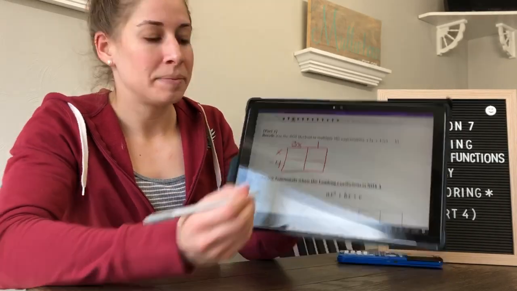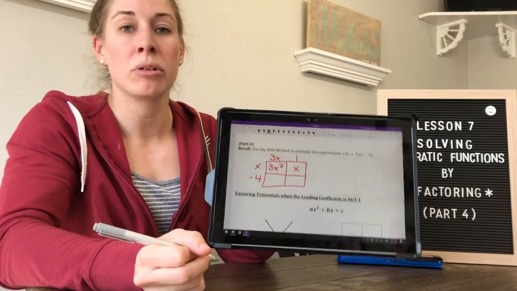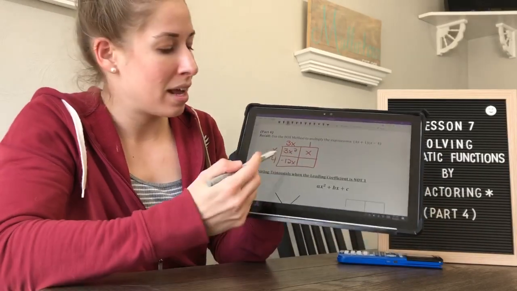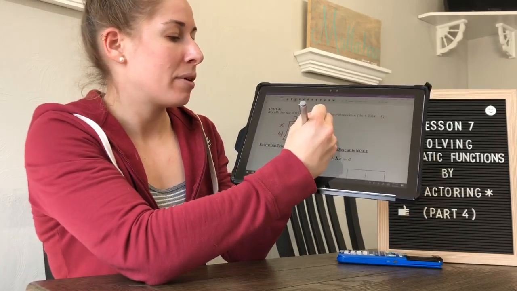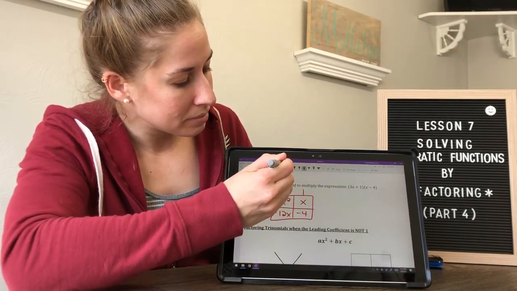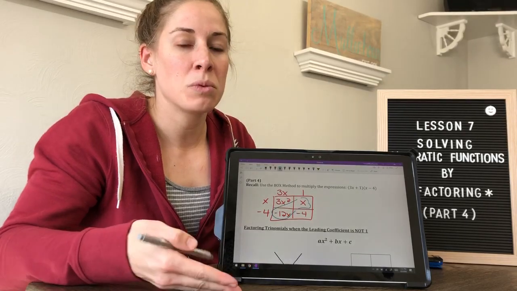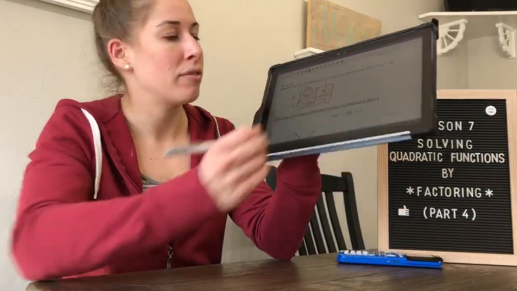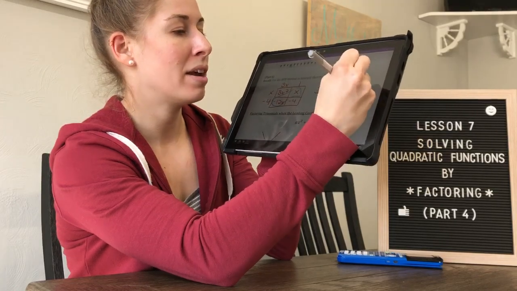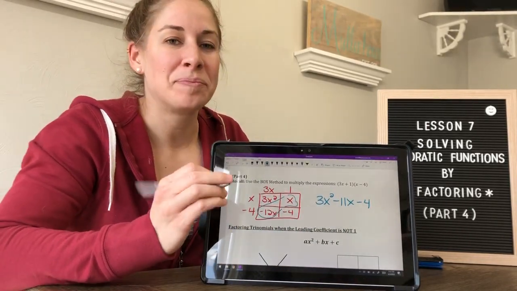X times 3x is 3x squared. 1 times x is 1x. You don't really need the 1 there, but you can put it if you want to. 3x times negative 4 is negative 12x. And 1 times negative 4 is negative 4. And so then if you recall, using that box method, you combine the diagonals, which are your like terms, x and negative 12x. So if I have negative 12x's plus 1x, I have a total of negative 11x's. So your final answer would be 3x squared minus 11x minus 4.